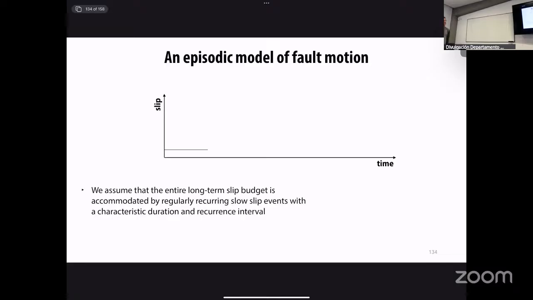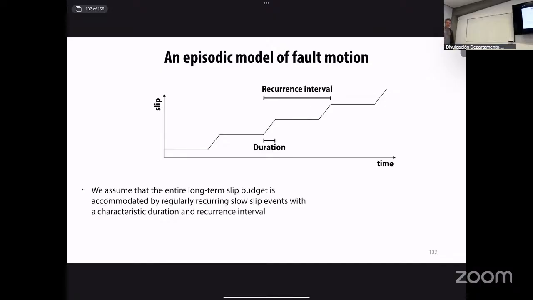So now we can try and interpret these results with an episodic model of fault motion. We're just going to start here with the x-axis of time and the y-axis of slip. So here, nothing's slipping because we're frictionally locked. Then all of a sudden, we're going to have a slip event, and it's going to lock again, and this cycle is going to repeat. And every single one of these times where the slip jumps, we're going to have a slow slip event.